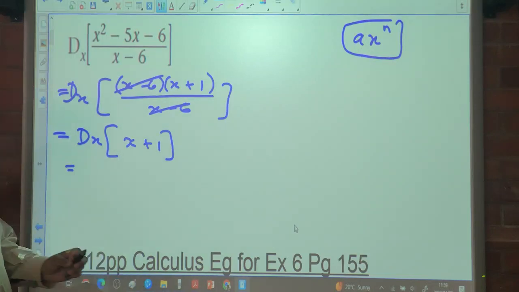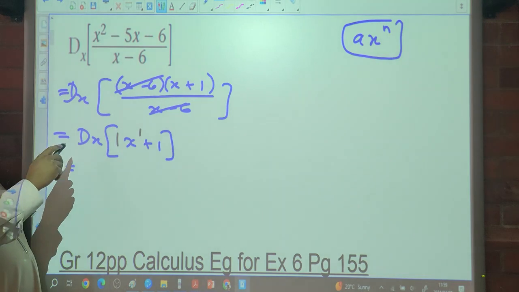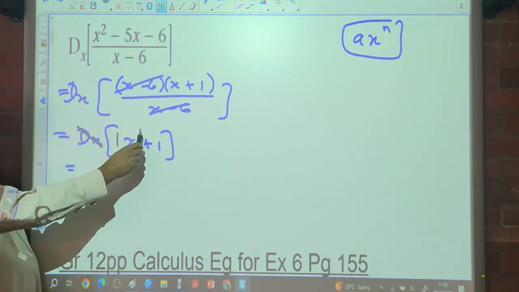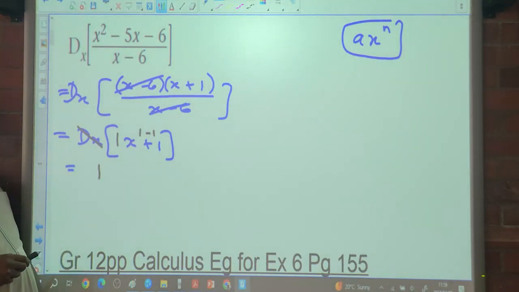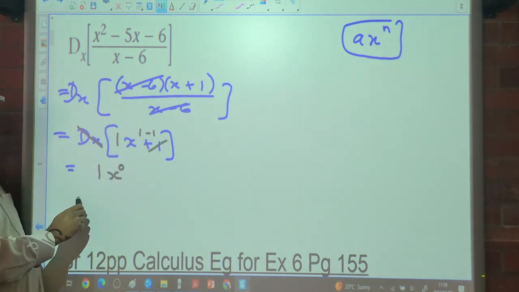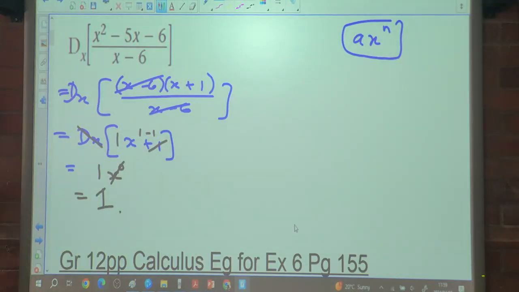Right. So here's a 1 here, not so? And a 1 there. So I apply my derivative, I drop the d of x. Not so? So it becomes 1 times 1 is 1. The minus 1 gives x to the 0. Derivative of a constant? 0. Anything to the power 0? The answer is 1. See how easy it is, people? Right?